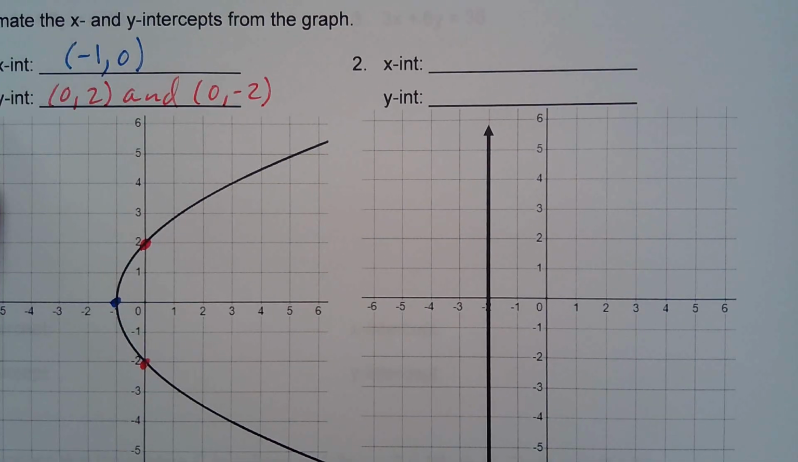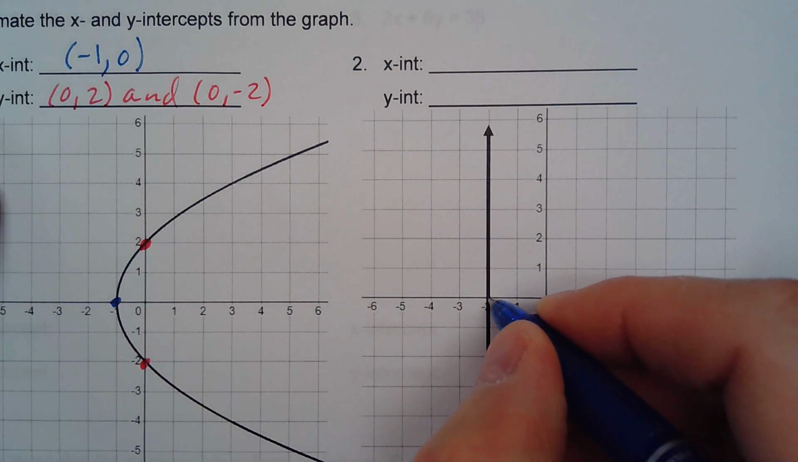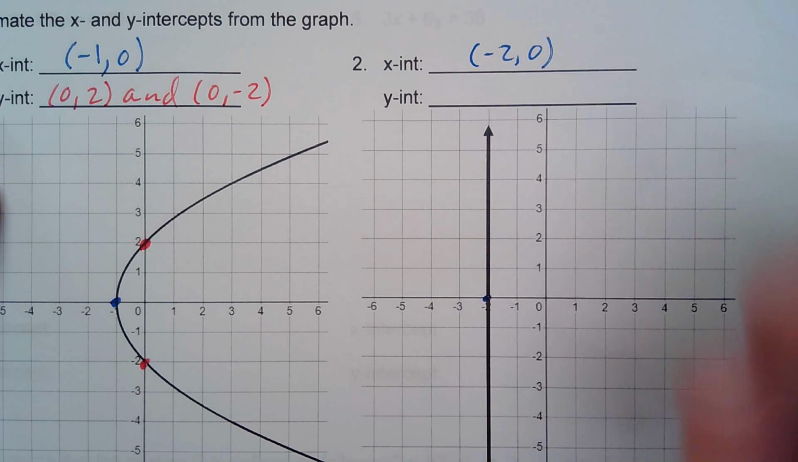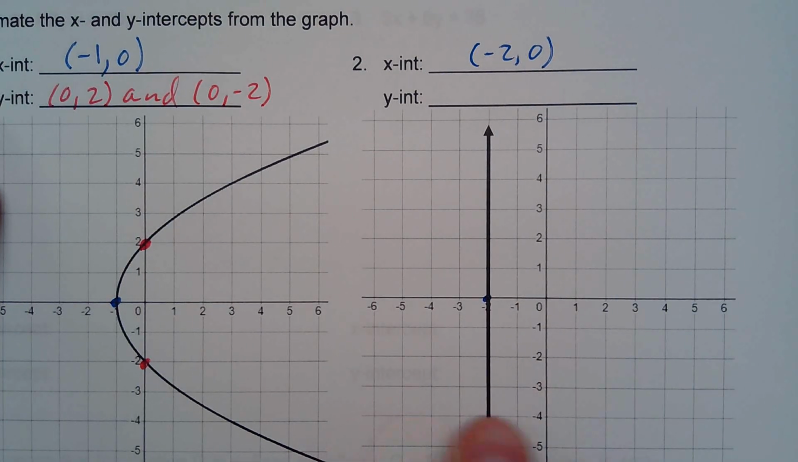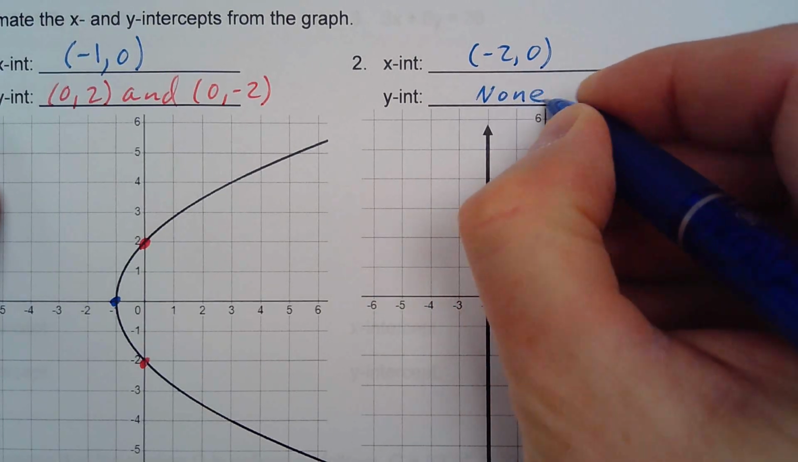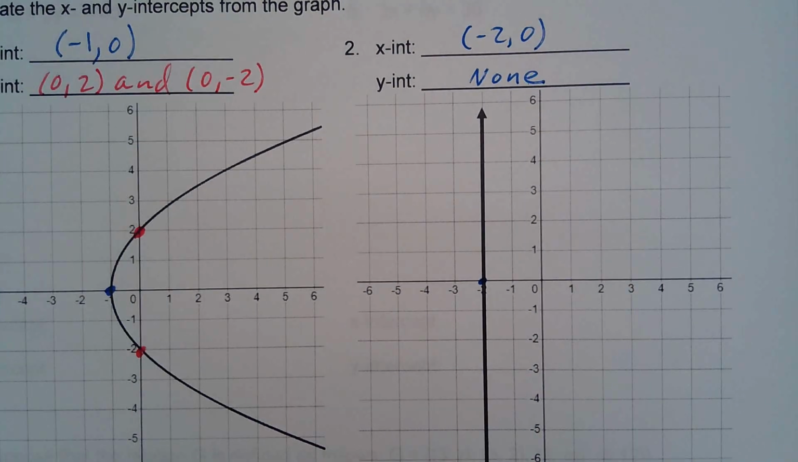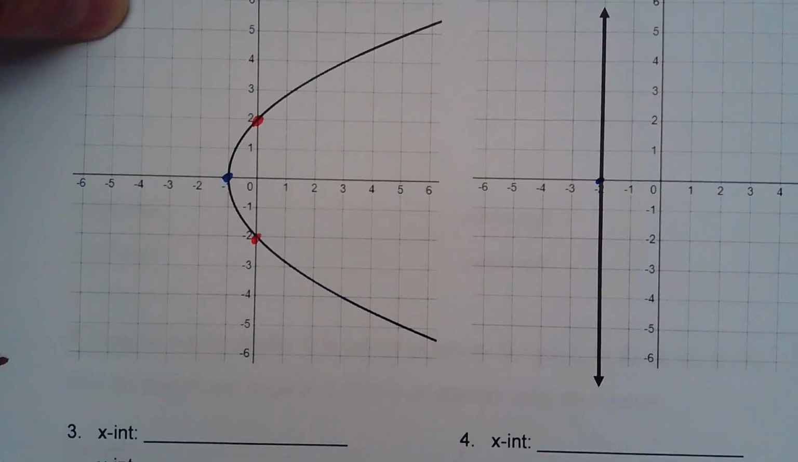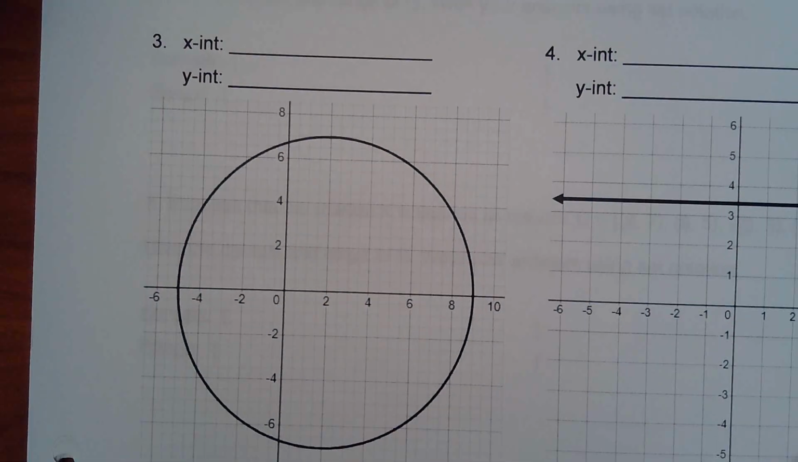For number 2, our x-intercept would be -2. So again, I'll write that as -2, 0. Notice it does not intersect the y-axis. So there is no y-intercept, so we will put none here. All right, skip down to number 3.